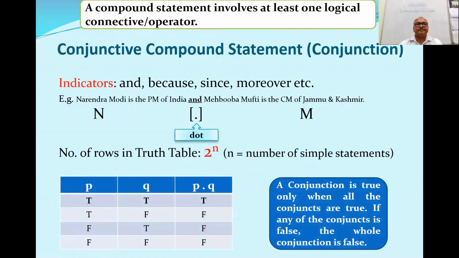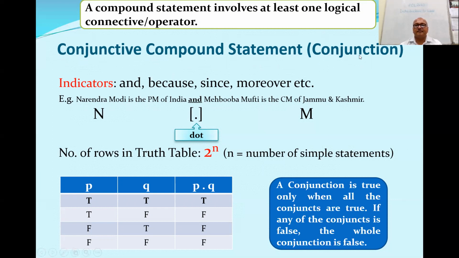So consider another form of compound statement. We have seen earlier the negation of a simple statement, and that we have taken as a compound statement. That was the simplest form of a compound statement. Now we are moving to a slightly more complex form of a compound statement. So the first complex form which we discuss in our logic is the conjunctive compound statement. And in short, it is called conjunction.